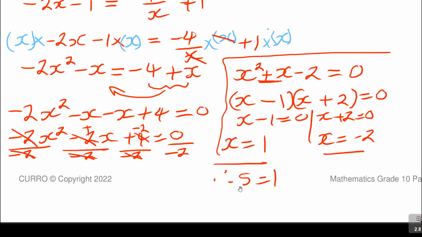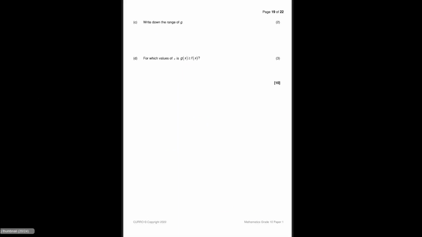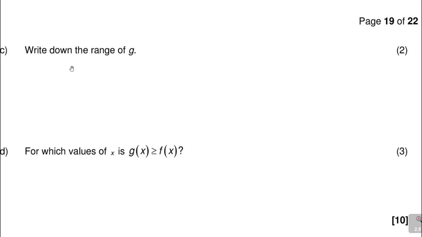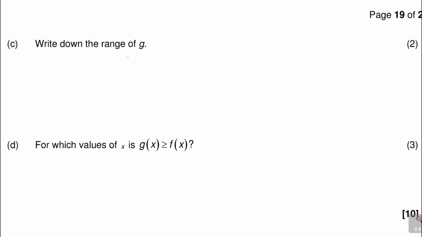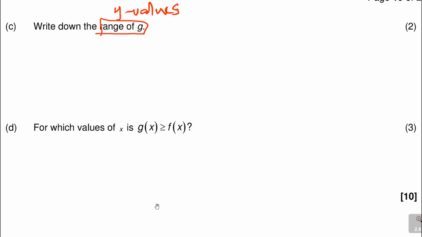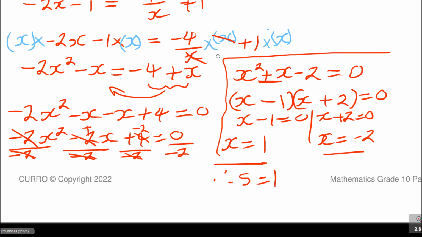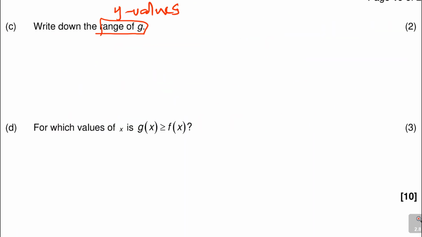Alright, so the next question then says what? Write down the range of G. What is range? When they talk of range, they talk of y values. Domain is x values, the range is y values. So let's come back to this graph. The range of what? Of G.